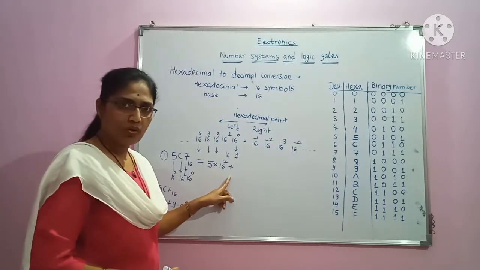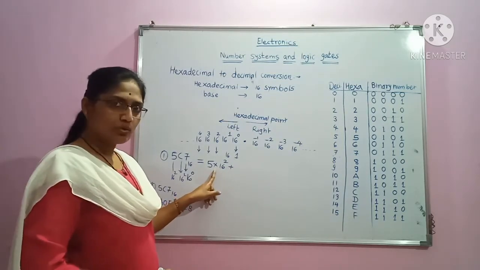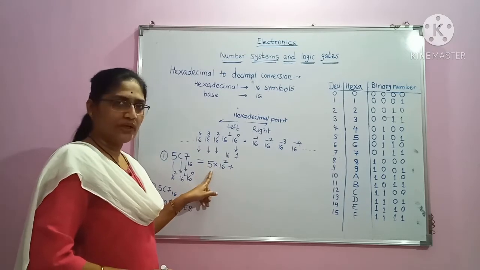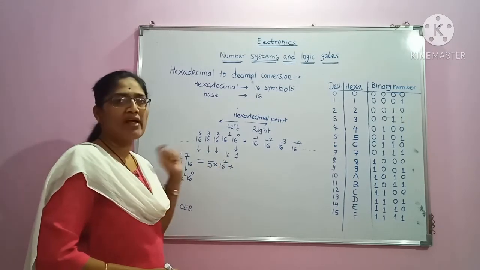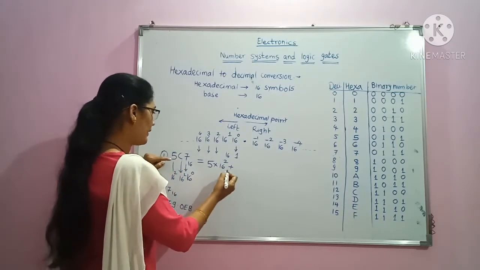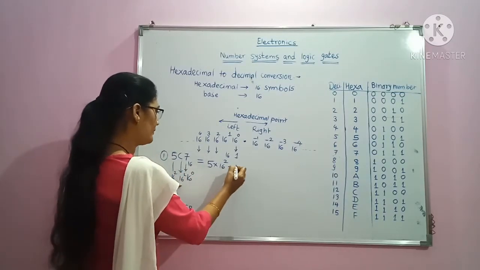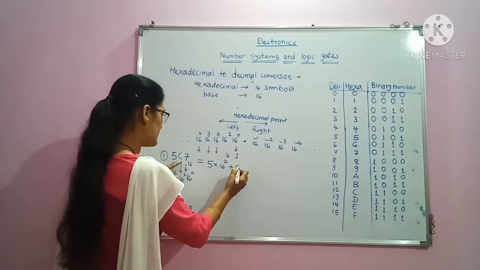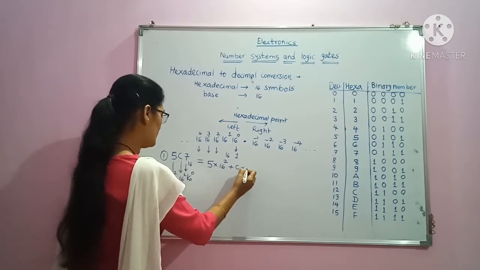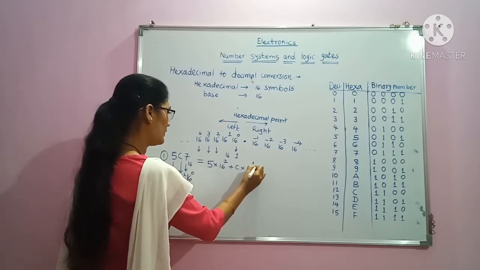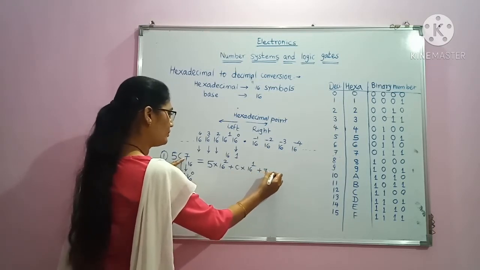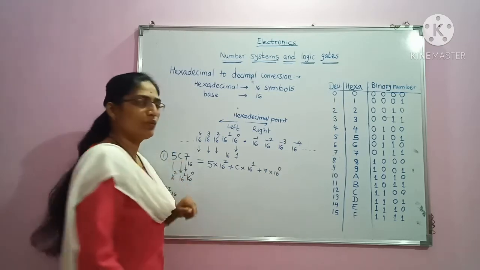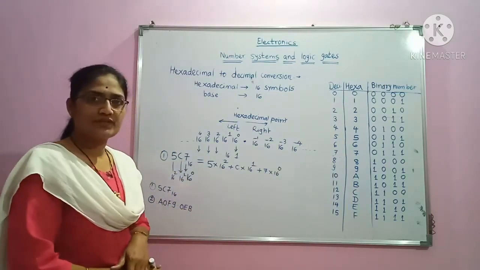because it is the sum of the product of each bit multiplied with its position value. So I have to add each bit. Then next is C into 16 raised to 1 plus 7 into 16 raised to 0. This is my first step.